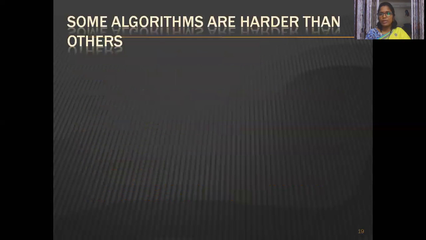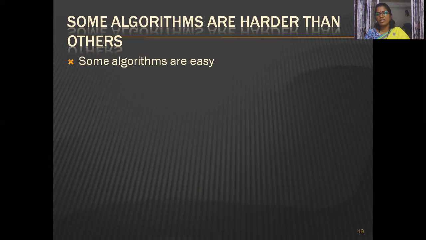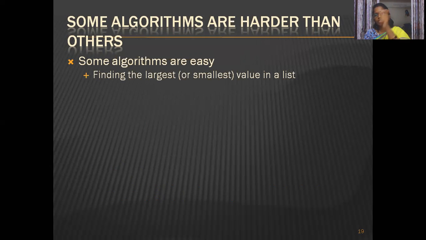So let's see some examples I have given here. Some algorithms are harder than others. Some algorithms are easy, like finding the largest value in a list. Suppose you have 5 elements, you can find the largest value, which we call sorting or searching. You can sort the elements and find the largest or the smallest, and you can search for a specific value in a list, which is nothing but the search.